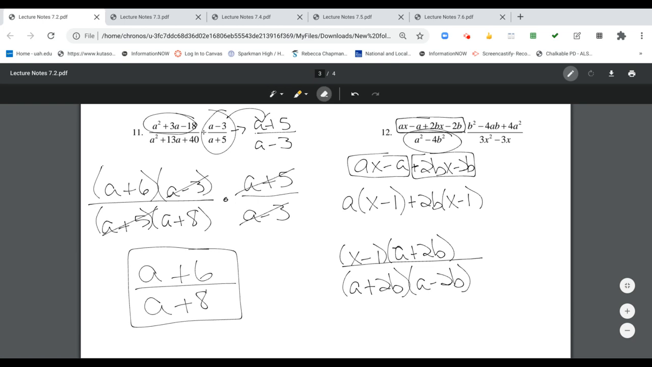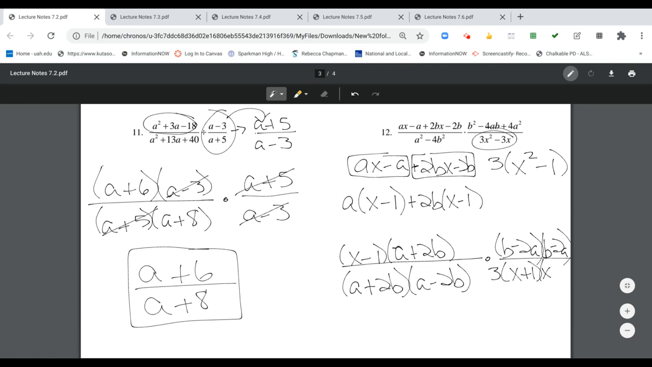Now, we were multiplying, so I do not flip. I do not flip. So the factors of my numerator for the second fraction are b minus 2a and b minus 2a. That is a perfect square trinomial. And then the factors of my denominator, when I take out a 3, that leaves me with x squared minus 1, which is a difference of squares. So I get 3 times the conjugates x plus 1, x minus 1.